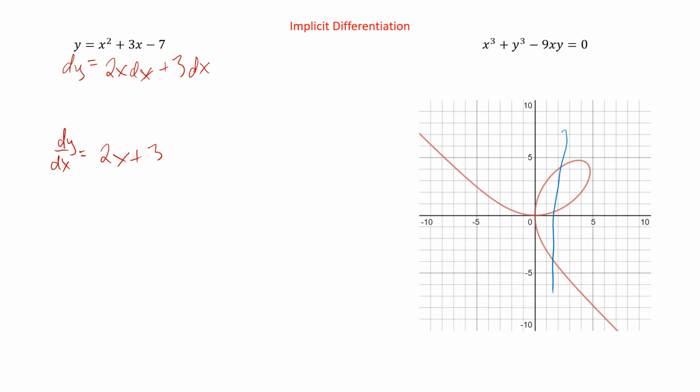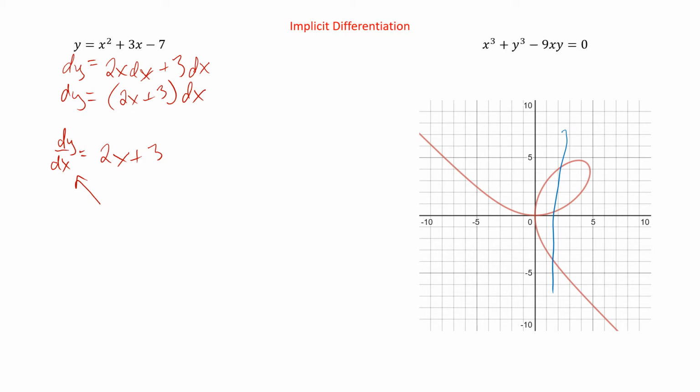And so then what we do is we get all the dy's on one side of the equation, all the dx's on the other side, factor out, and then divide so we have dy over dx equals something. So we have dy equals, we can factor out the dx, so we have (2x plus 3) dx, and then we divide by dx to get back to this equation. That's one way of doing implicit differentiation.